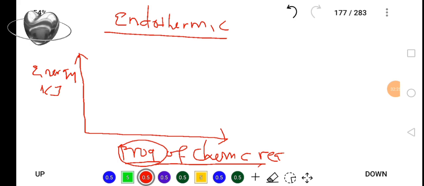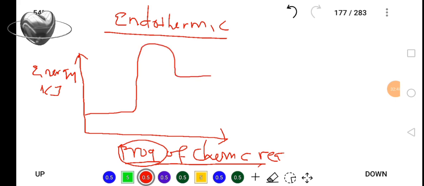We understand that in an endothermic process, the products will have more energy than the reactants. So the level of reactants will begin at the lower energy level, and we are going to increase it like that. And the products will be at the higher energy level. So here we are having reactants, and we are having products.